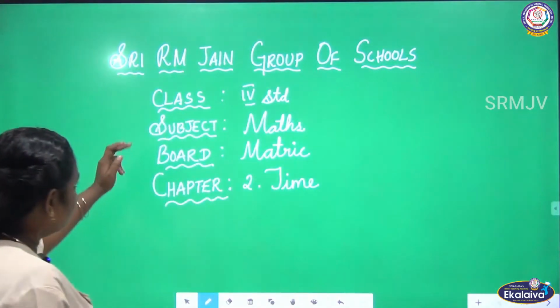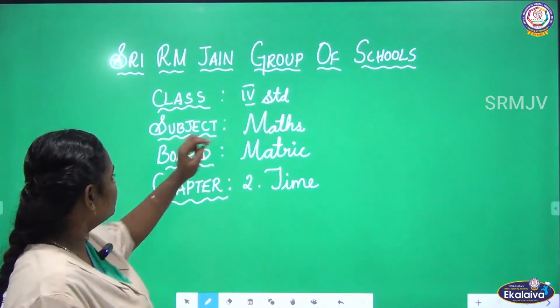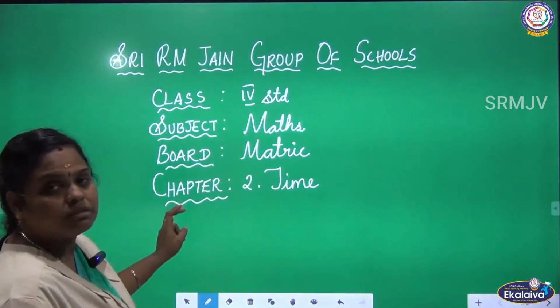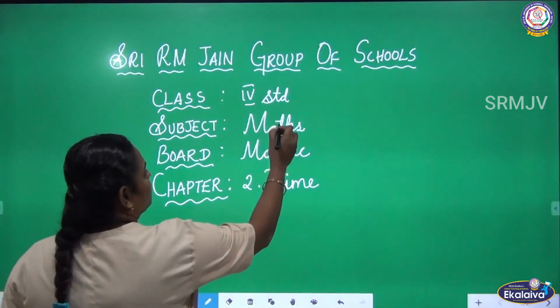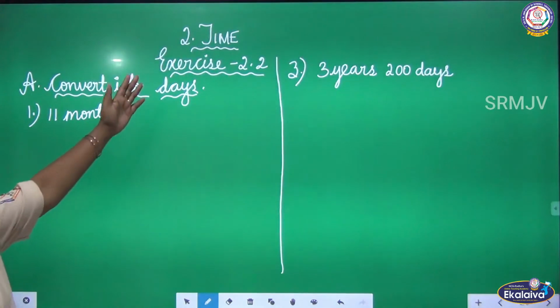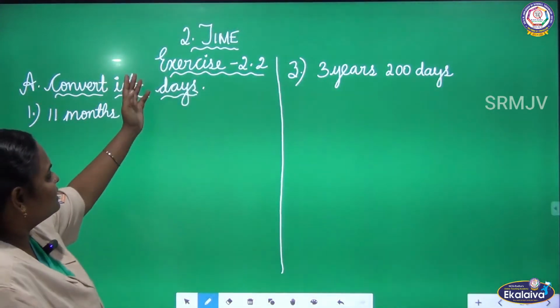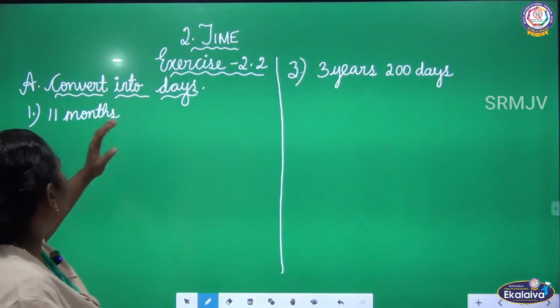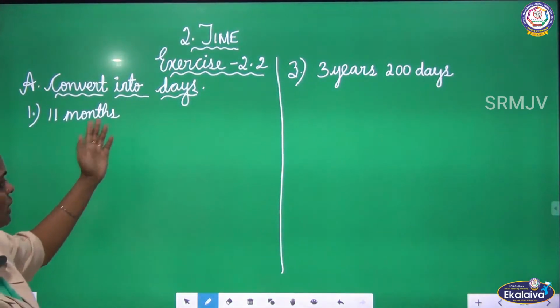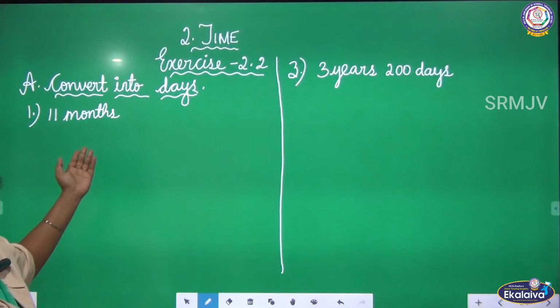Today we are going to see class 4 standard subject maths board metric chapter 2 time. So in chapter 2 time exercise 2.2 convert into days. So we are going to convert this into days. So they are given in months.